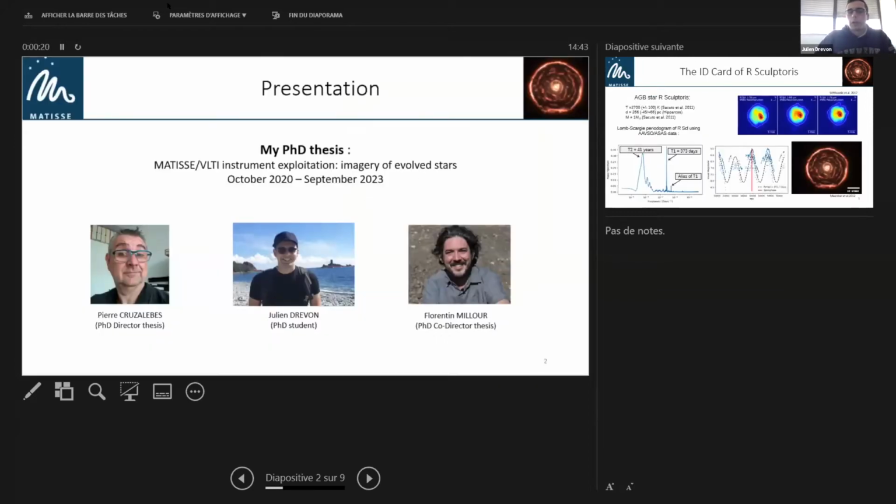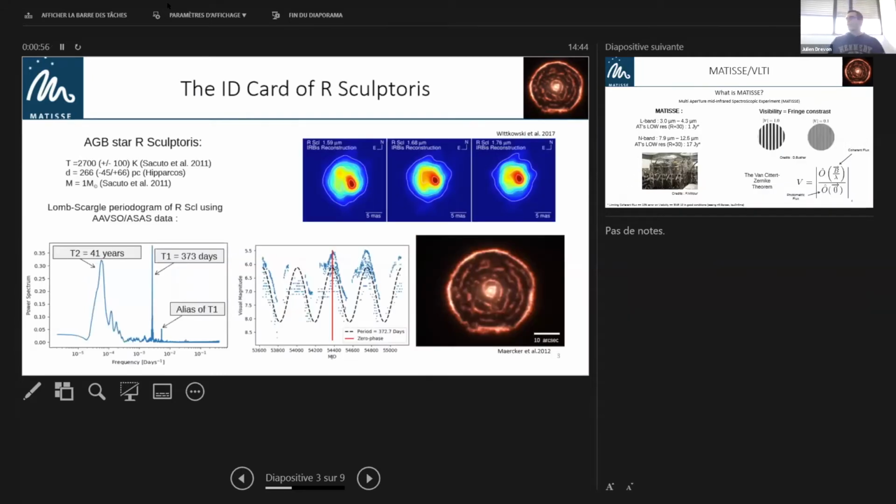I'll give a quick introduction. I started my PhD thesis on the 1st of October, so I will present most of the work that I did during my 3-month internship before starting my PhD, which is about the MATISSE VLTI instrument exploitation and the imagery of evolved stars. My PhD director is Pierre Cruzalèbes, and my co-director is Florentin Millour. And I'm Julien Drevon, the PhD student, not so comfortable in front of a camera, but that's another story.